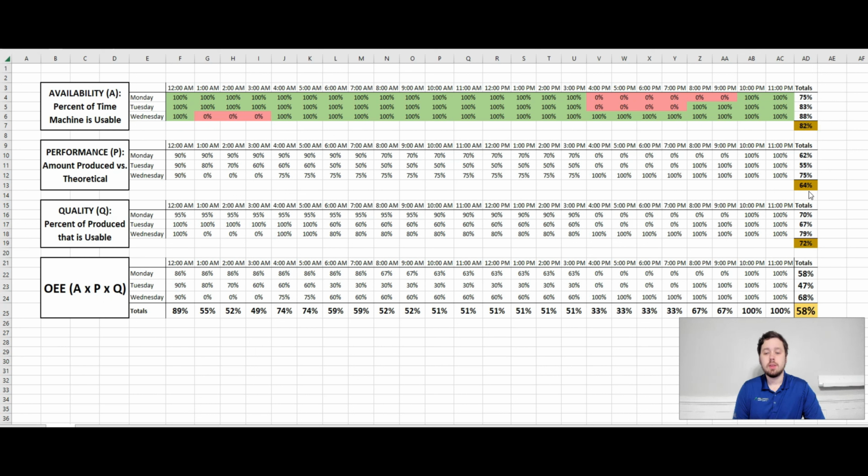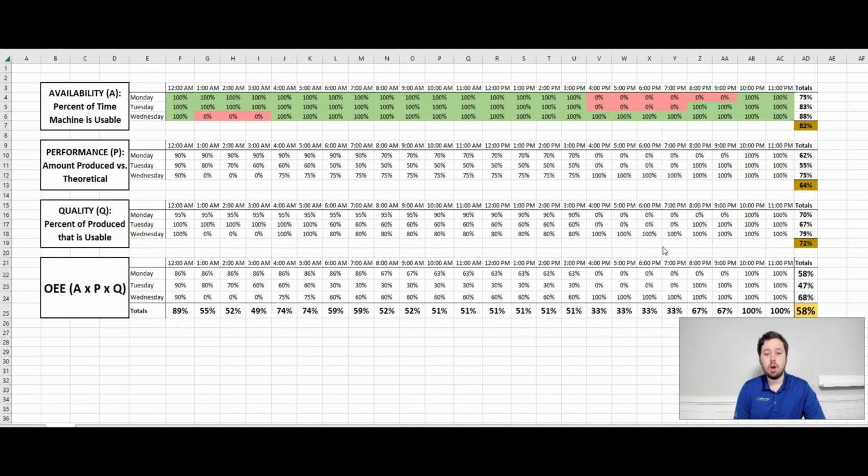So really, if we look at this machine, performance is where it's struggling. And we can see, in particular, on Tuesday, it struggled. So it looks like a lot during the course of the day there was 60s and 50%. Of course, we have the 0%, but that's because of the machine being down. So this is maybe an area that we could look to improve and improve this process.